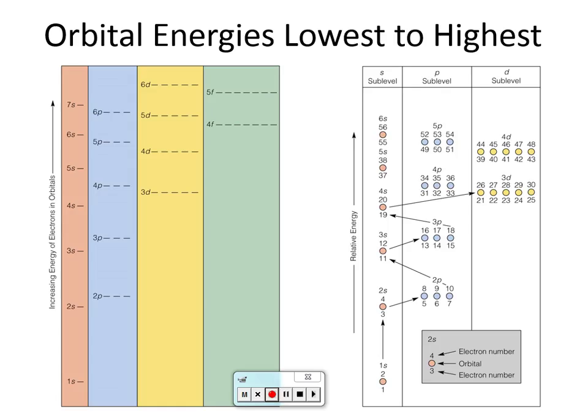Increasing energy of electrons and orbitals. In which way is the arrow pointing? Up. So where are we going to read this chart from? From the bottom to the top, right? We want the lowest energy orbitals that we can find, and we're going to go from there. Good?